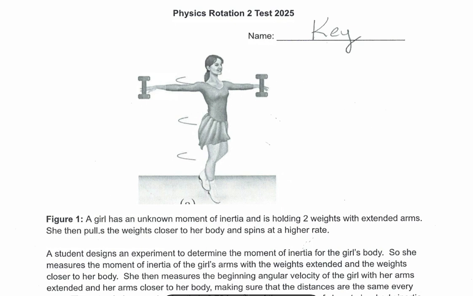Okay, so we have just a quick answer key explanation for a physics rotation test for mechanics. So you've got a girl. We don't know the moment of inertia of her center body, but we do know the moment of inertia of the weights and the arms. So the moment of inertia of the two weights extended, and then she's going to bring them into her body, and then the moment of inertia of those weights and her arms will be less.